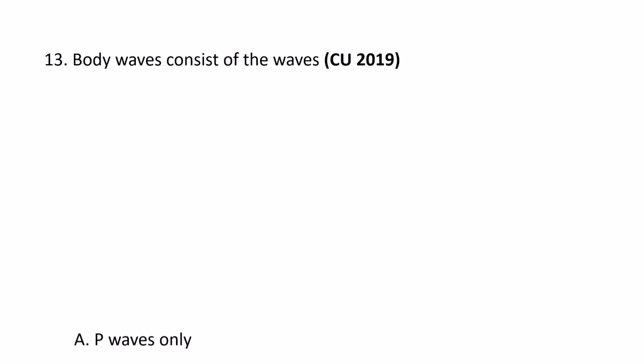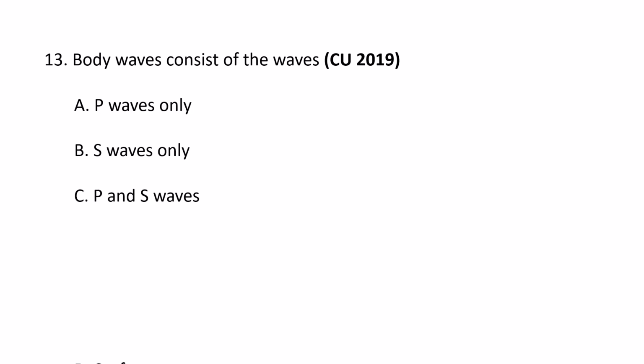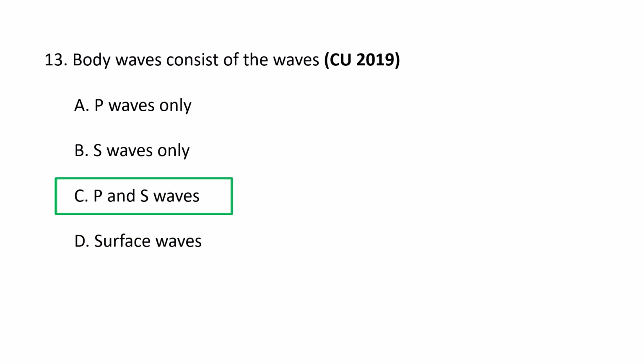Next question. Body waves consist of the waves A. P waves only, B. S waves only, C. P and S waves, D. Surface waves. Body waves consist of both P and S waves. And these P waves are faster and travel through solids, liquids, and gases, while S waves are slower and they only travel through solids.